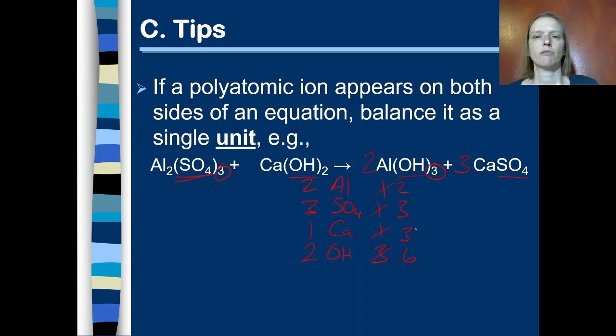So if I need 3 calciums, I need to write a 3 in front. 3 times 1 is just 3 for the calcium, but I need to do 3 times 2 is 6 for the hydroxides. So now this is a completely balanced equation, and when I balanced it, I kept those polyatomic ions together as a single unit.